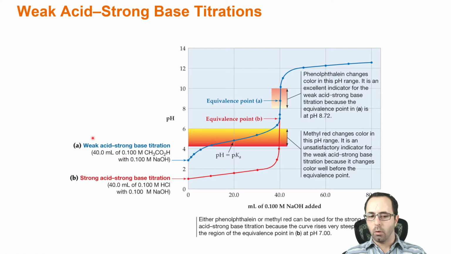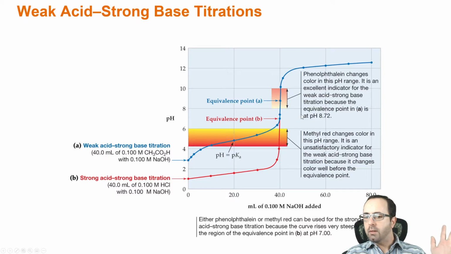Here is your weak acid strong base titration. So your weak acid was acetic acid. Strong base was sodium hydroxide. So this was the second titration that you did. And you used phenolphthalein for both these titrations.